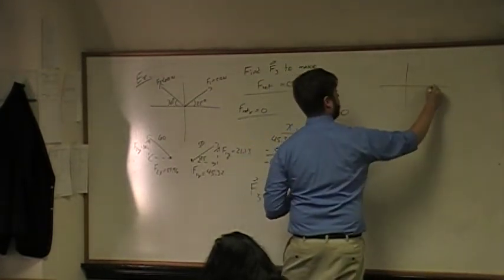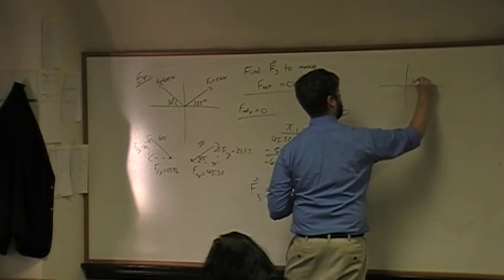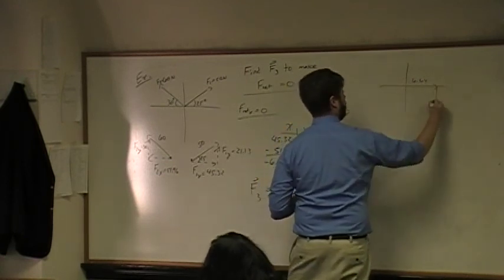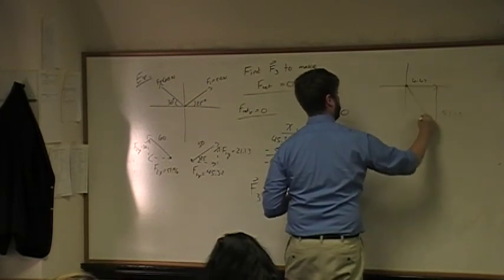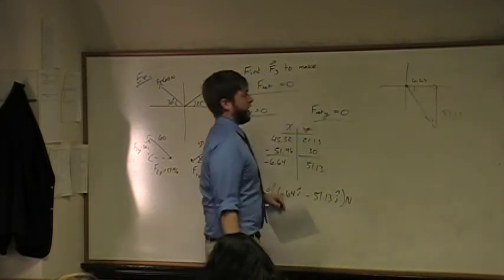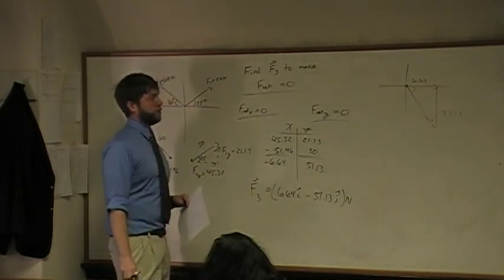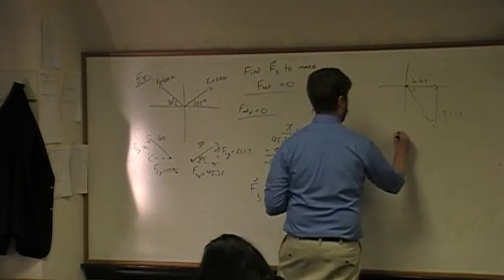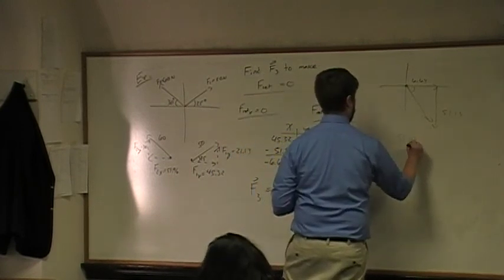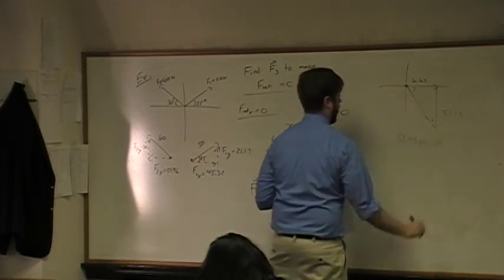So there's the 6.64. Then we need -51.13. Connect the starting and ending points. So a squared plus b squared equals c squared. So what'd you get for the hypotenuse? 51.43. That looks about right. Newtons. What's the angle?